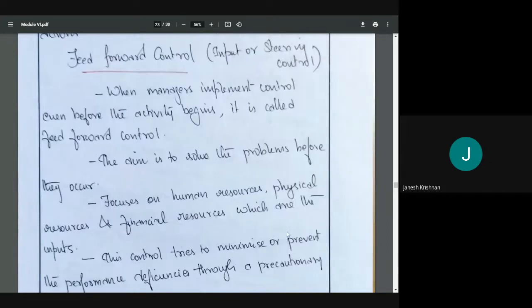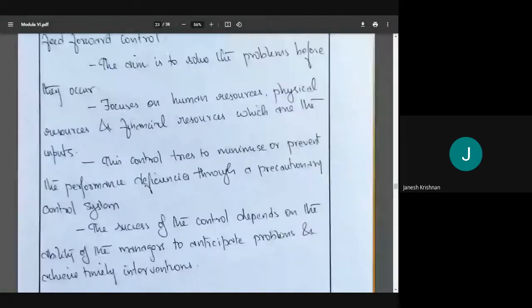So this control tries to minimize or prevent the performance deficiency through a precautionary control system. Okay, before the problem arises, we have put in a control, a precautionary control mechanism, so that if that problem comes up, we can correct it. So the success of the control depends upon the ability of managers to anticipate problems and achieve timely interventions. Right? We have given the example of the power bank.